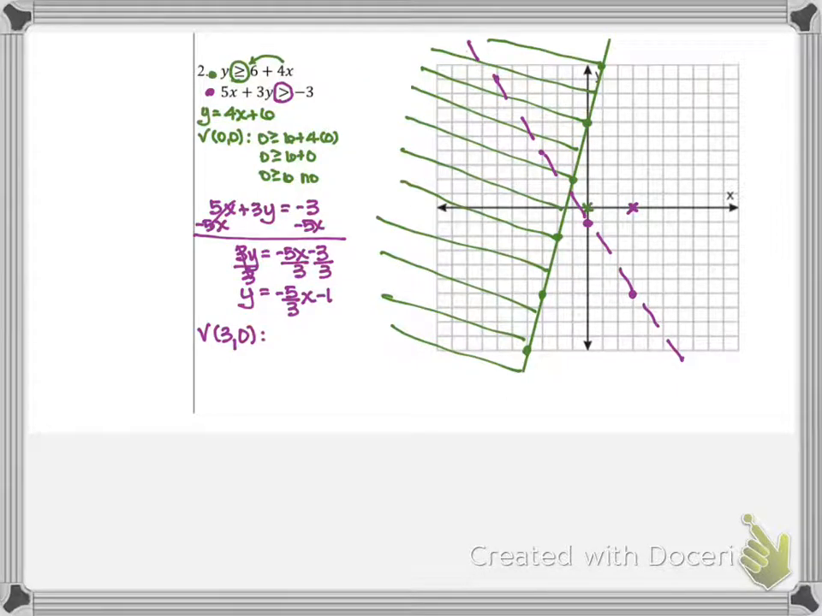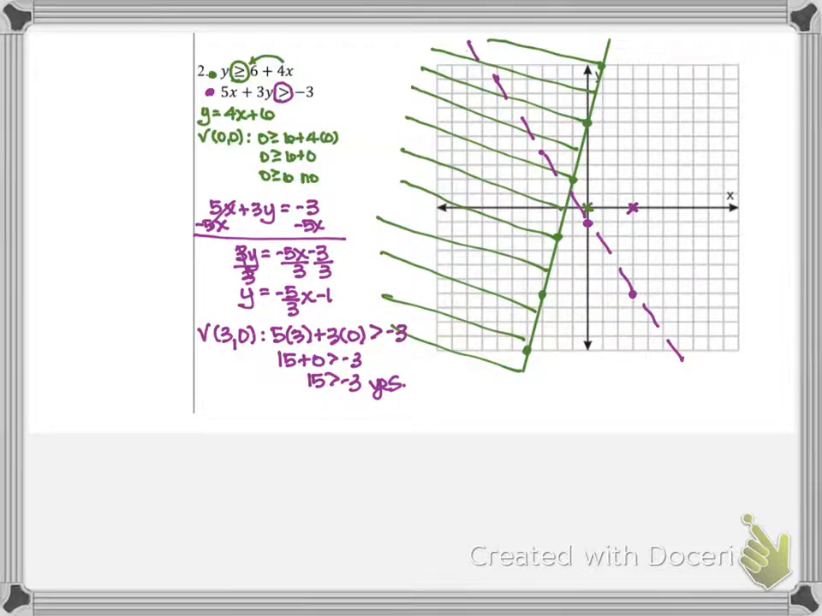Go back up to the original before you dropped the inequality symbol. So plug in your x, plug in your y, and then greater than negative 3. All right, let's see. So it's going to be 15, that's 0, minus 3. 15 greater than -3. Yeah, that's true. All right, so the purple X, so 3, 0 worked.